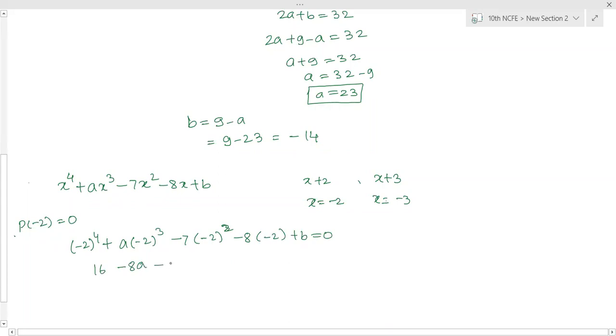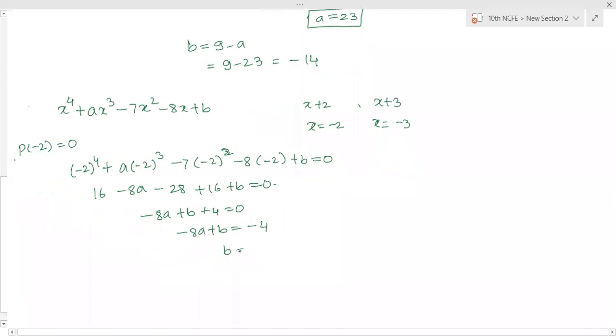4 sevens are 28, plus 16, plus b is equal to 0. So 16 plus 16, 32. Plus 32 minus 28 is plus 4. So minus 8a plus b plus 4 is equal to 0. So minus 8a plus b is equal to minus 4. So what is the value of b? b is equal to minus 4 plus 8a. This is the first equation.